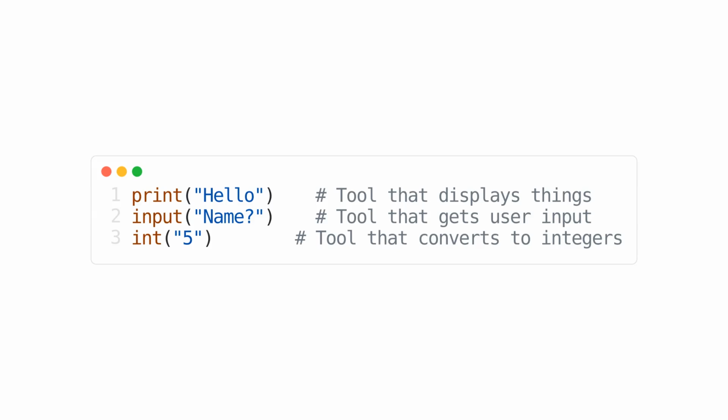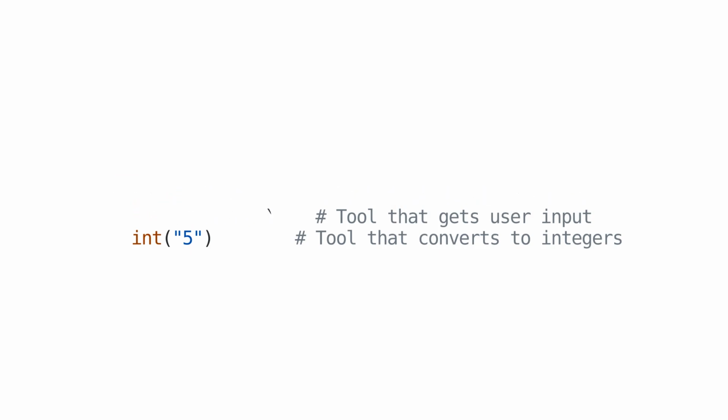Print is a tool that displays things on screen. Input is a tool that gets text from users. And int is a tool that transforms text into whole numbers. Each tool has its special job.